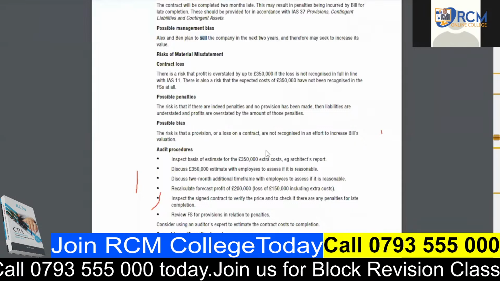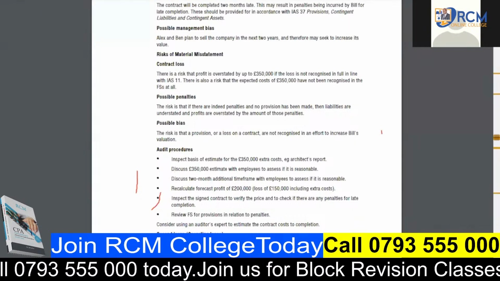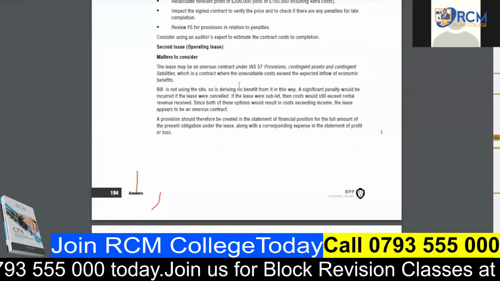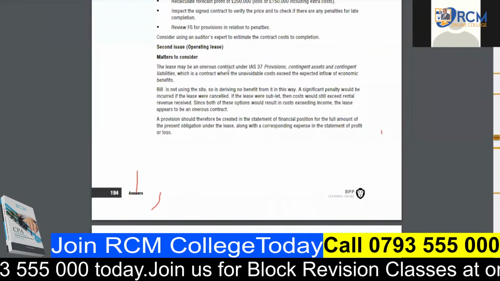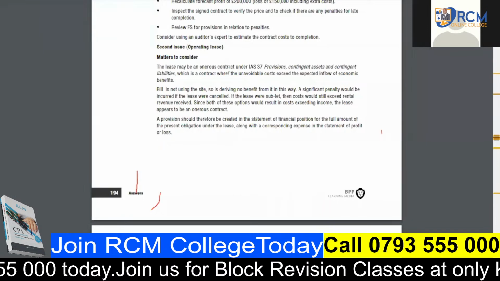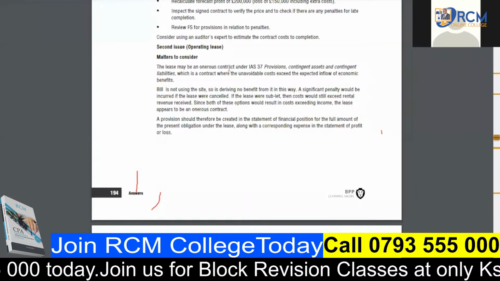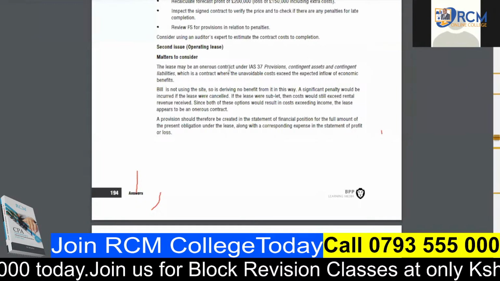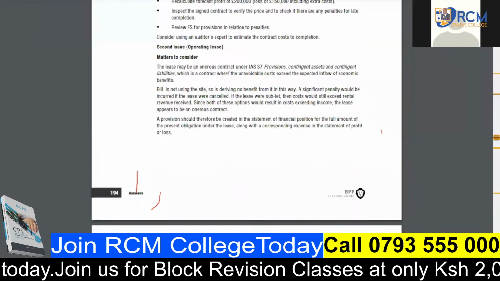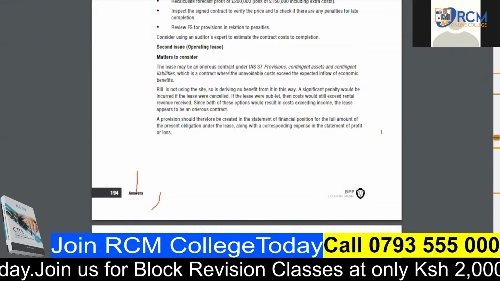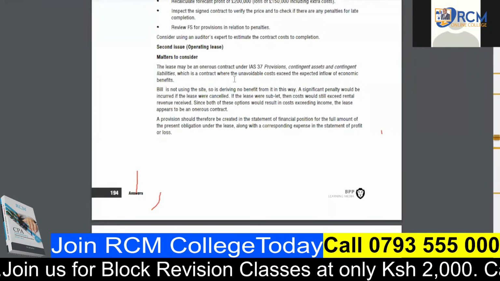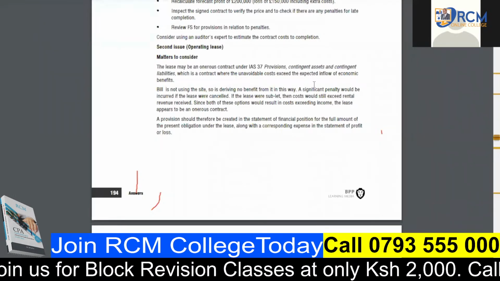Hata kama hatukusoma, kuna second issue ya operating lease. Please allow me just to speak through it at a high level. So unasema matters to consider, the lease may be onerous. Onerous contracts, ladies and gentlemen, are those contracts that make a loss at day one. You get into a business like now, during this COVID-19, there are insurance companies that just issued insurance contracts like for medical covers, which on assessment from day one on issue, they were to make losses moving forward. They're called onerous contracts, right? A contract where the unavoidable cost exceeds the expected inflow of economic benefits.